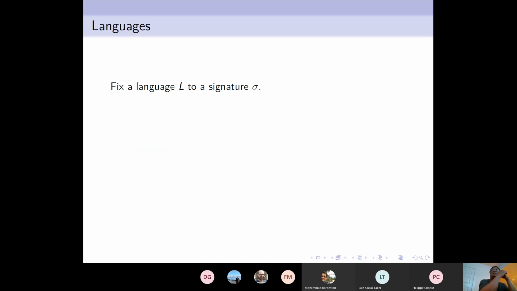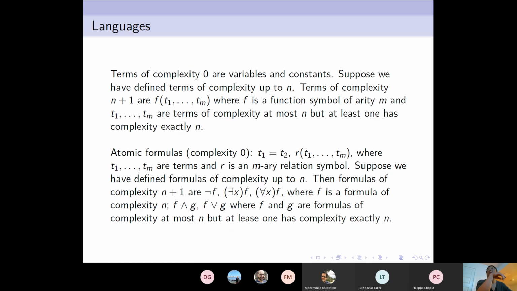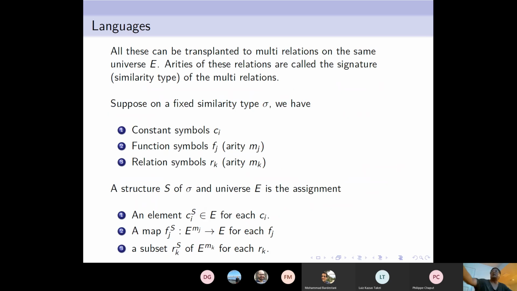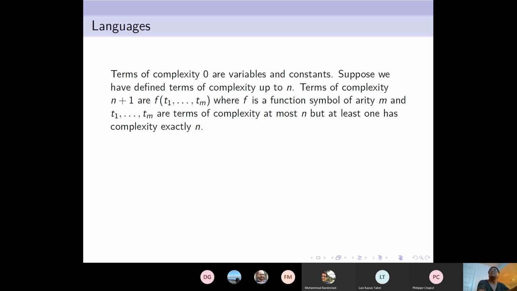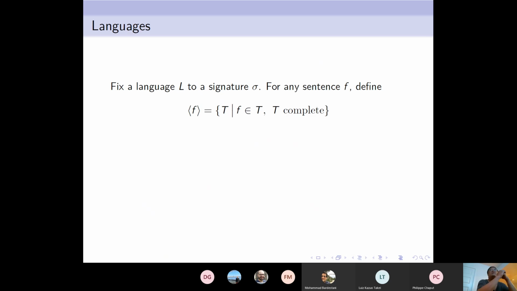So now fix a language L to a signature sigma. A language L means these constant symbols, the function symbols, and the relations. That's called a language. Then for any sentence F, we define the set of T such that F belongs to T, and T is a complete theory. Maybe I should go faster.